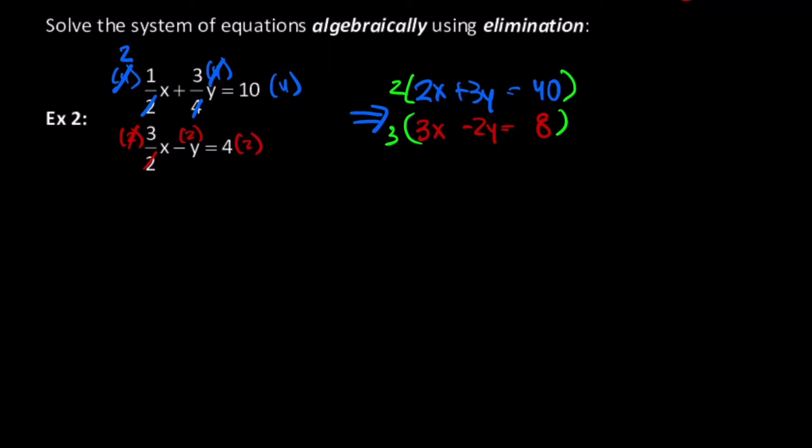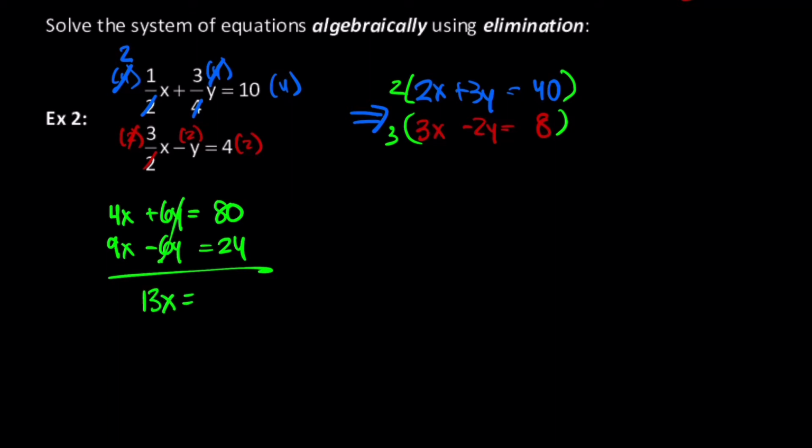All right, and I'll rewrite those down here. So the top equation becomes 4x plus 6y equals 80. Don't forget to multiply that number on the other side. Bottom equation becomes 9x minus 6y equals 24. Okay, so the y's cancel. 4x and 9x is 13x. 80 and 24 is 104. Obviously divide both sides by 13, and we get x equals 8.